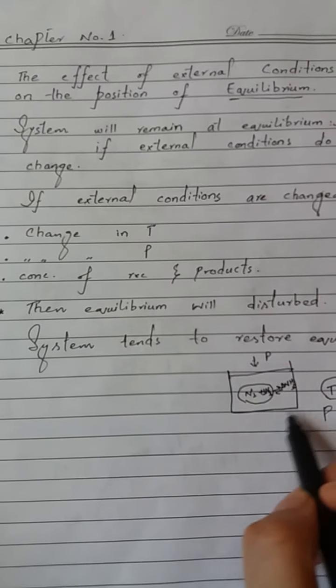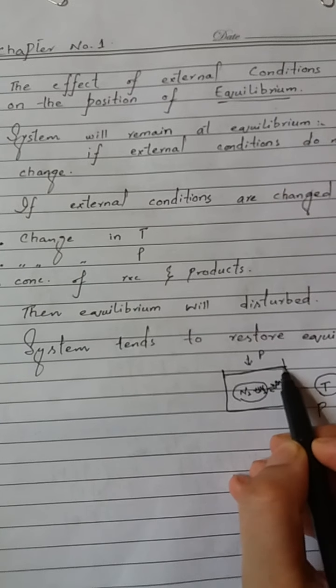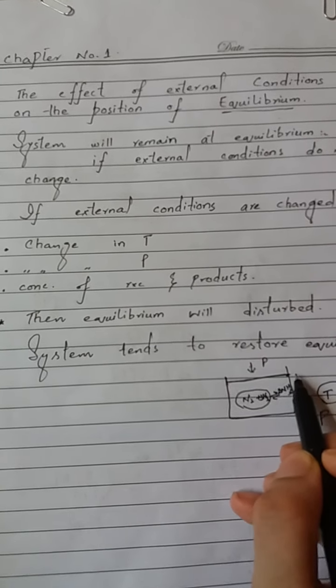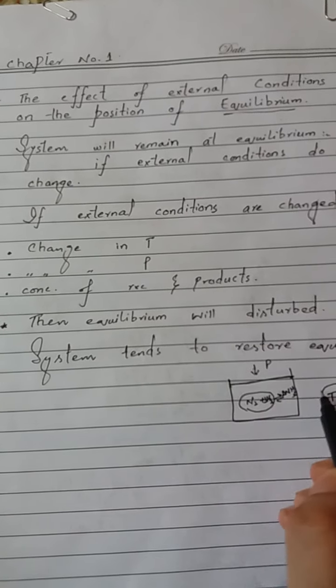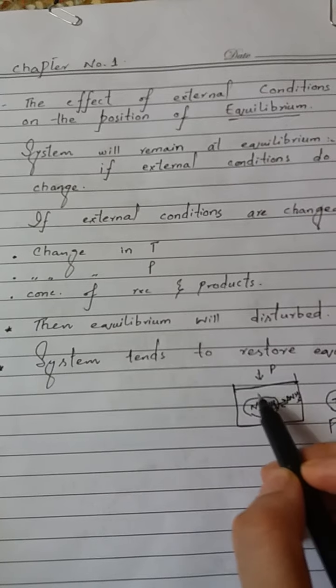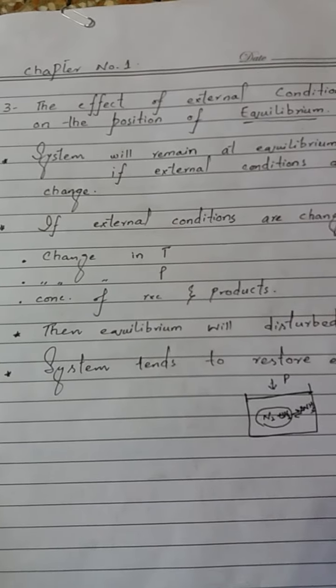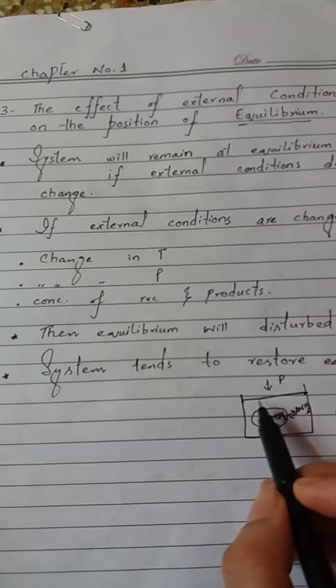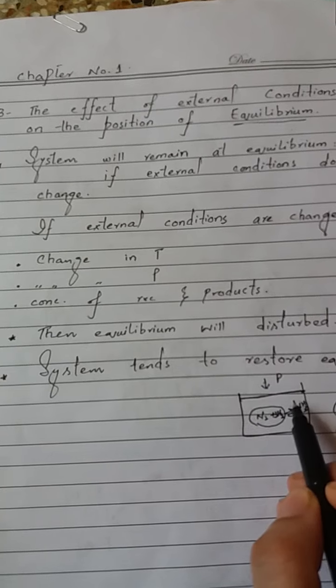and the system will remain at equilibrium in a closed container. In an open container or open vessel, the reaction will not attain equilibrium because all the reactants and products will leave the container, leaving behind no possibility of attaining equilibrium. So equilibrium is always attained in a closed container.